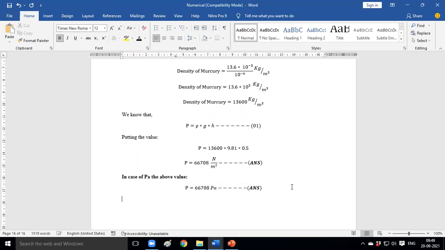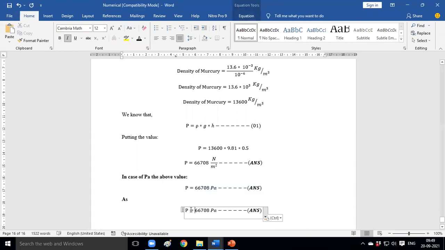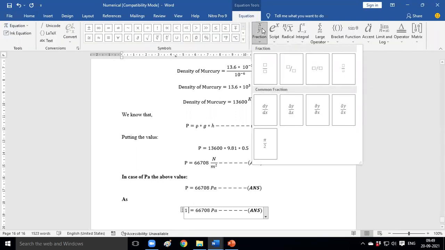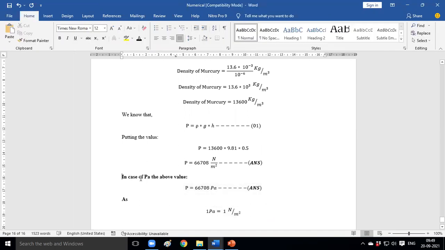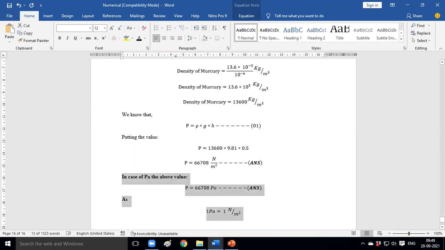I will write the conversion here. 1 Newton per meter square is equal to 1 Pascal. Just rearranging this equation, we can write 1 Pascal is equal to 1 Newton per meter square. That's why the above value is replaced by just replacing the unit.